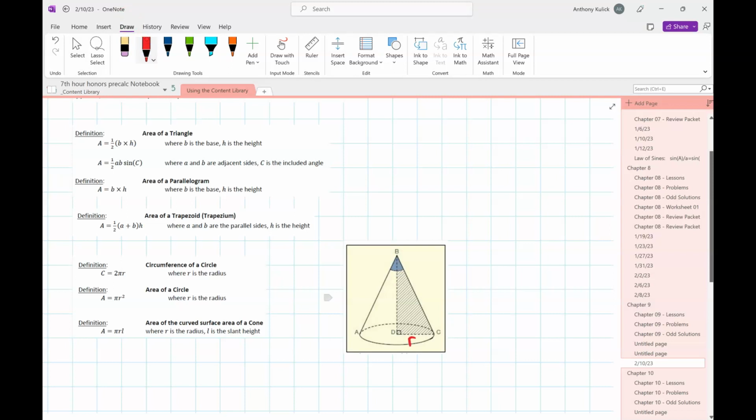So, the radius for the base of the cone is that. And the L is this side length BC.